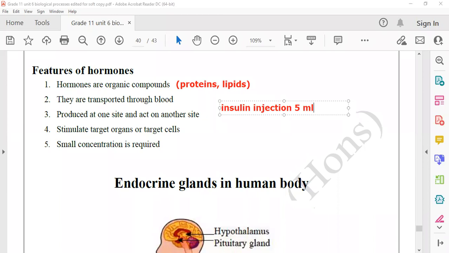We have nearly 6 liters of blood. To that 6 liters of blood, we are injecting insulin, a hormone, only 5 milliliters. That means that much is enough. More than that is not necessary. Understood? So hormones are needed in very small amounts. Are you clear? Yes, sir.